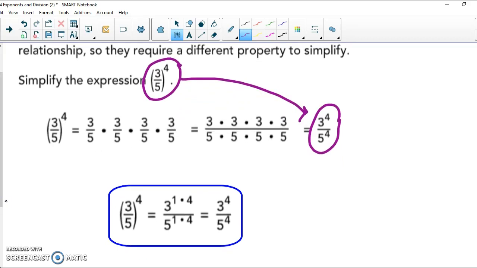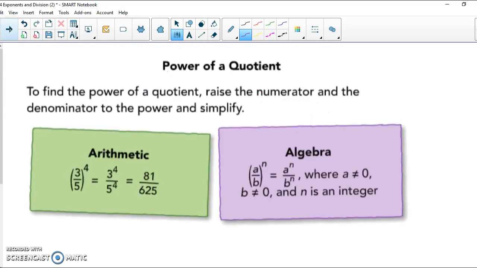Another way to think about this is that 3/5 to the 4th power is the same as 3 to the 4th times 5 to the 4th. But for me, I think the simplest way to think about it is the way we have listed here. So we call this the power of a quotient. To find the power of a quotient, we can raise the numerator and the denominator to the power and simplify.